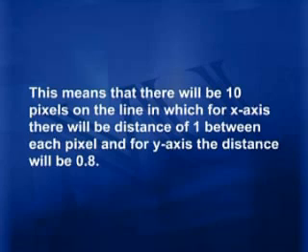So in other words, we can say that for 10 pixels on the line, for x-axis there will be a distance of 1 pixel between each other, and for y we'll be having a distance of 0.8. So more along x, less along y.